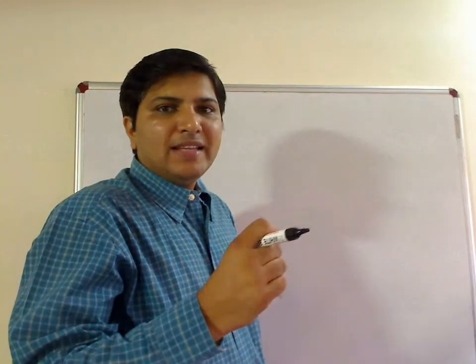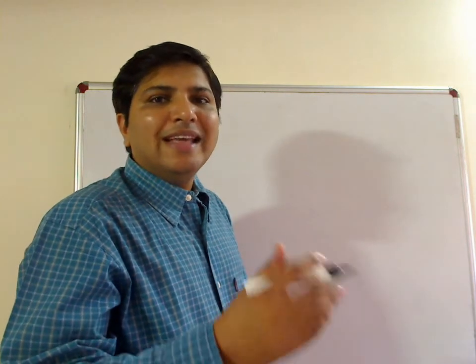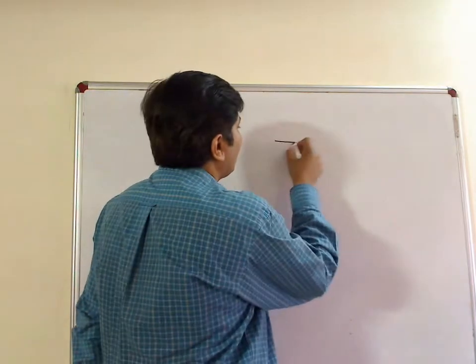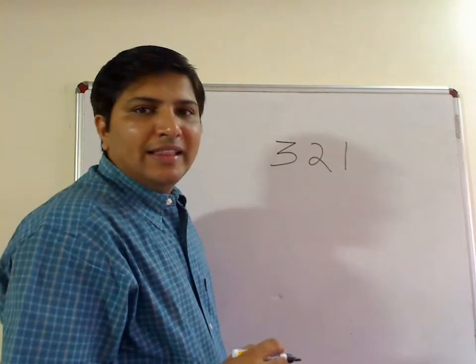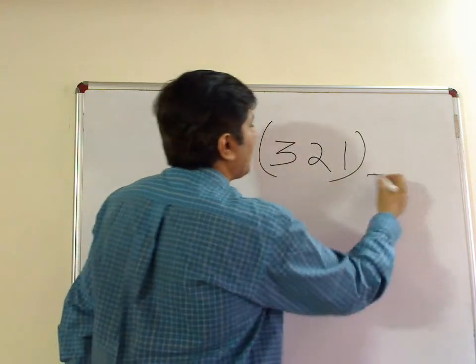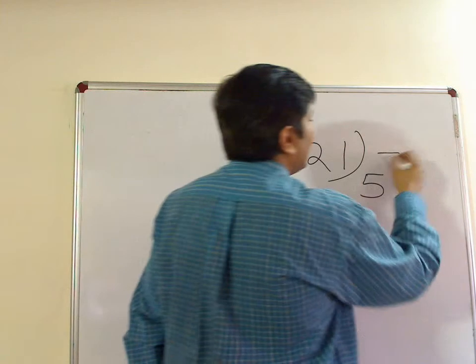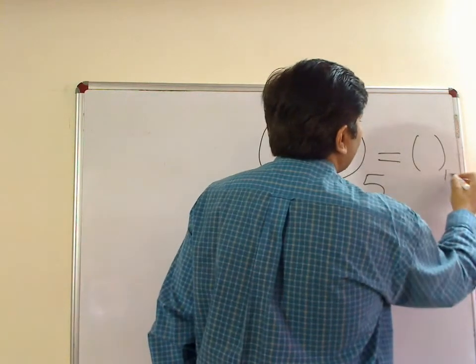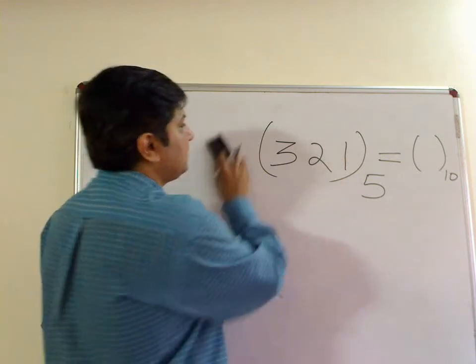How do we convert the base 4 number or base 5 number into a decimal number system? Let's look at a number. Let's assume that this number system is in base 5. We have to convert this into base 10. How do we do this?